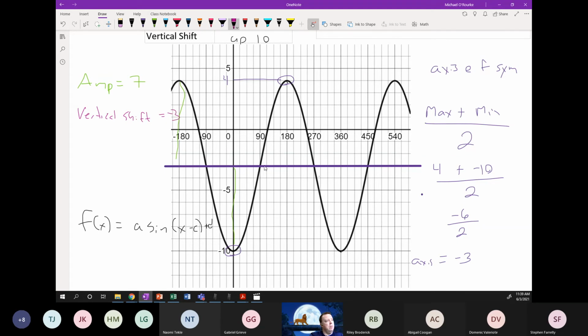Good, -3. If you take a look where the axis of symmetry is, that is our vertical shift. Now, if we're building our equation, we would have y equals, or whatever it is, we put 7 in front. We know the very ending is -3.